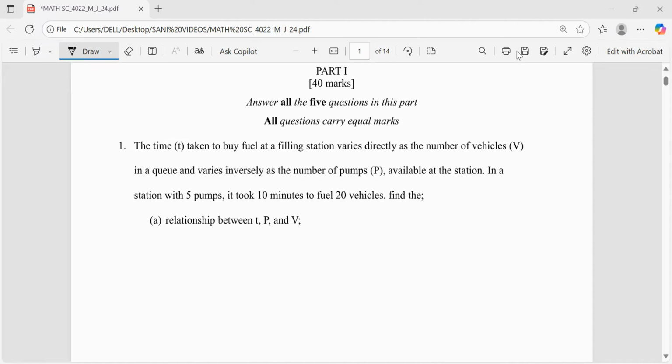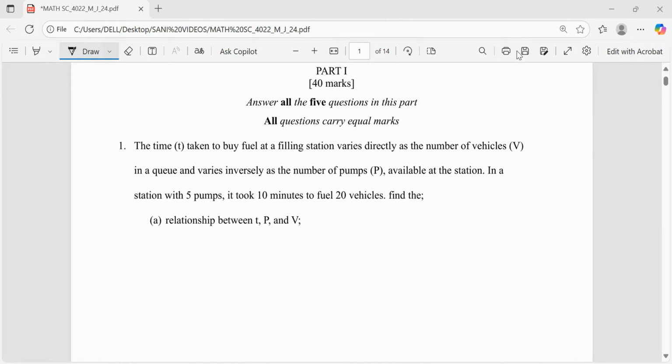So this is WAEC 2024 Mathematics Past Question, Section B. Question 1 says, the time T taken to buy fuel at a filling station varies directly as the number of vehicles V in a queue and varies inversely as the number of pumps P available at the station. In a station with 5 pumps, it took 10 minutes to fuel 20 vehicles. Find A, the relationship between T, P, and V.